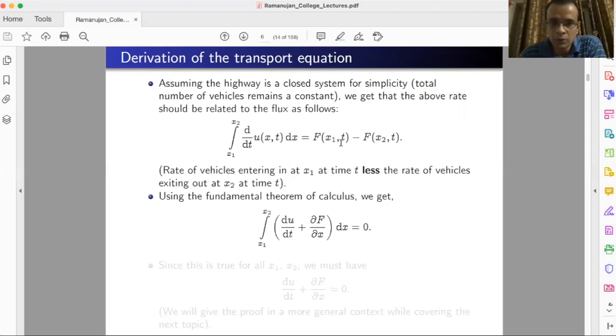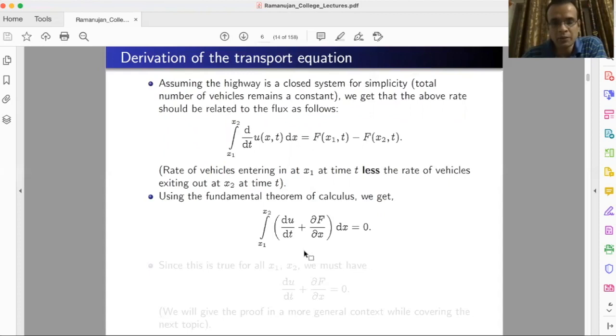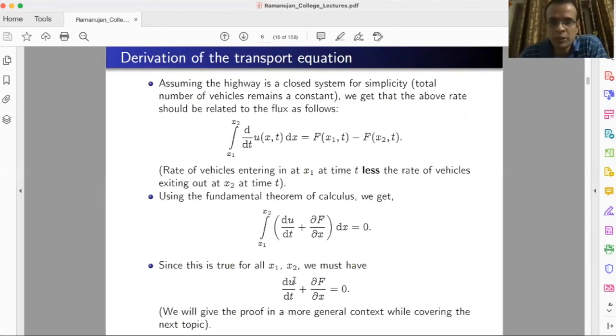So then now what I do is I just take that integral and put it to the right hand side. So this is exactly what I get. So I get the integral from x1 to x2 of du/dt plus df/dx, the whole dx, is equal to 0. So now, since this is true for all x1, x2, we must actually have du/dt plus df/dx is equal to 0. Now, we'll see why this is true in a more general context when I consider the second order PDEs.